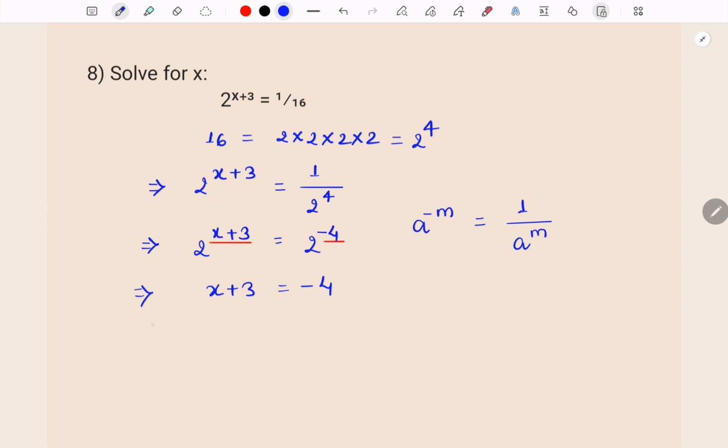To solve this equation, we need to subtract 3 from both sides. So it will be x is equal to minus 4 minus 3. That would be negative 7. So x is negative 7, and that is the solution of this equation.